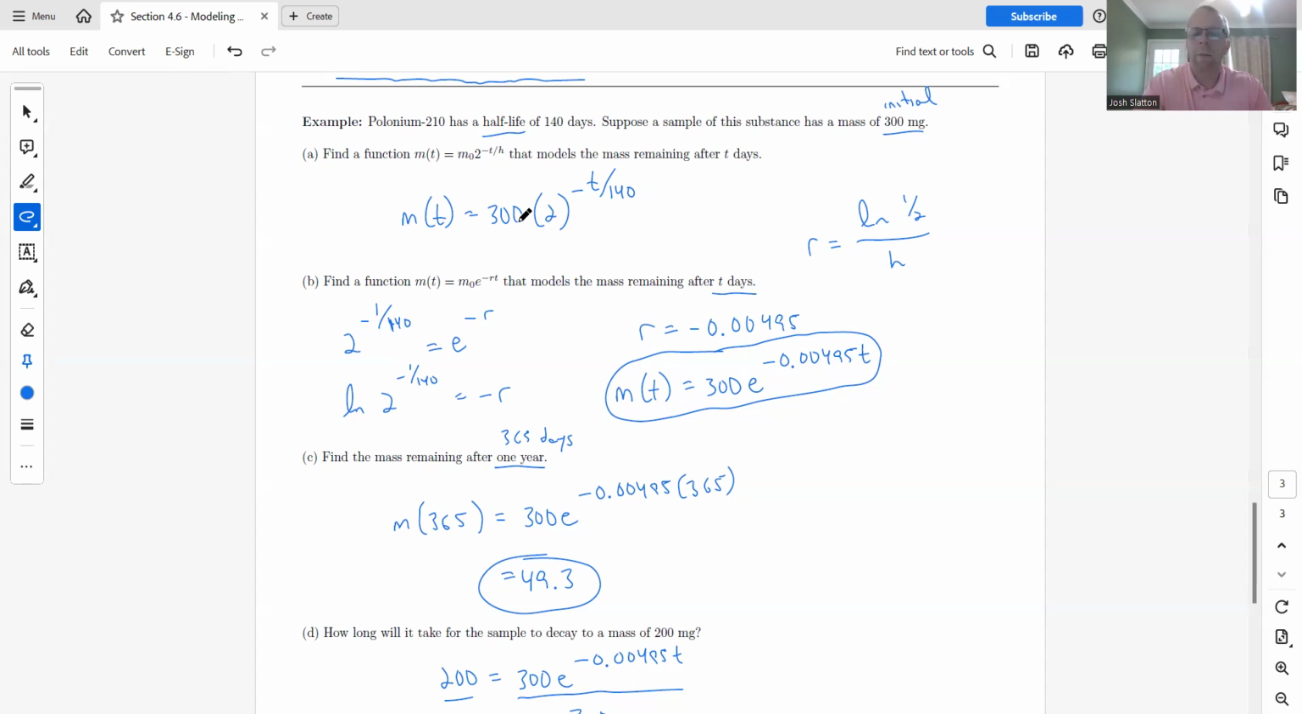Formulas are mostly similar, either using a 2 or an e. And then we follow the same steps: write the function, find how much is left after so much time, and then find how long it will take to get to a certain level. It's very repetitious, at least.